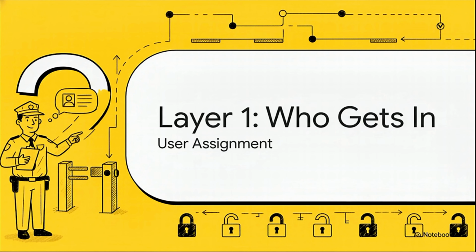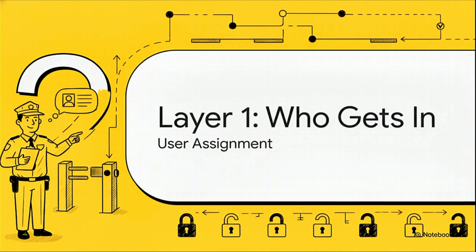Okay, so let's build this strategy from the ground up. Our first layer of control is the most fundamental one. Who even gets in the front door? You can think of this as the security guard at the main gate. Their job is super simple. Check the list and decide who is allowed on the property in the first place.